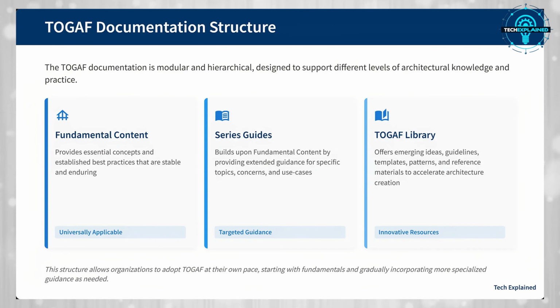Then there are the TOGAF series guides, which build on that fundamental content by providing extended guidance for specific topics and use cases. These are like specialized chapters that dive deeper into particular areas. Finally, there's the TOGAF library, which offers emerging ideas, guidelines, templates, and other reference materials. This is where you'll find the cutting-edge stuff that might not be fully proven yet, but could be valuable. This structure means you can adopt TOGAF at your own pace, starting with the fundamentals and gradually incorporating more specialized guidance as your organization's architecture practice matures.